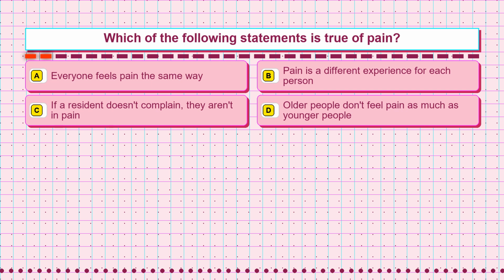Question 75. Which of the following statements is true of pain? Option A. Everyone feels pain the same way. Option B. Pain is a different experience for each person. Option C. If a resident doesn't complain, they aren't in pain. Option D. Older people don't feel pain as much as younger people.